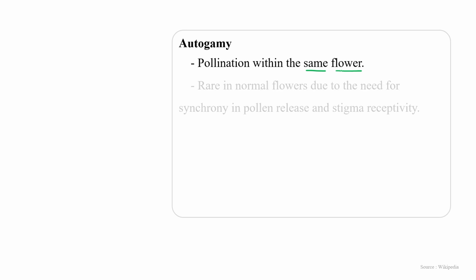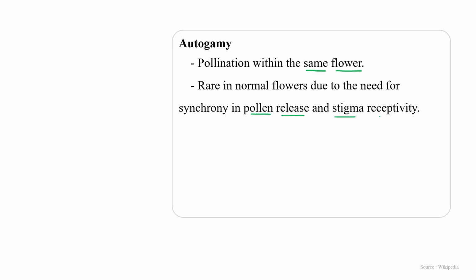Okay, so one by one let's understand all three terms. So autogamy is pollination that occurs within the same flower. That time we can use the term autogamy, and this autogamy is rare in normal flowers due to the need for synchrony in pollen release and stigma receptivity. Because of this, it is rare.